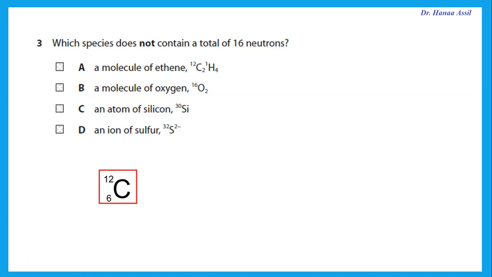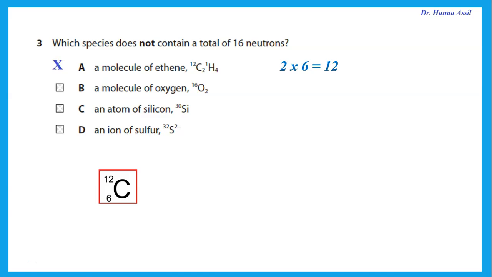I also have 4 hydrogens. Remember, a hydrogen atom is the only atom that does not have any neutrons. Hydrogen has atomic number 1, mass number 1, no neutrons. So in C2H4, actually the total number of neutrons is 12. So that is actually my answer. It does not contain 16.